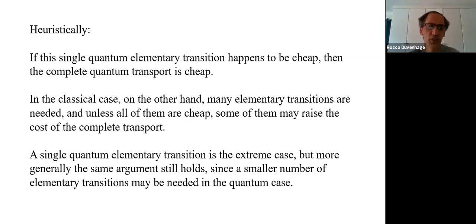And so here I'm essentially just saying what I just said now. If you have a single quantum elementary transition that happens to be cheap, then the complete transport is cheap. In a classical case, this is much more difficult to attain. You cannot expect to just use one elementary transition. You will need to use many. So all of them have to be cheap in order to get cheap transport.